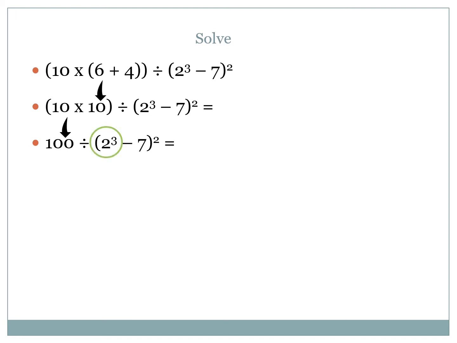So this is what we have to deal with, 2 cubed. So we simplify that. 2 cubed is 8. So now inside the bracket we have 8 minus 7, and then that sum is now squared. So we take care of this 8 minus 7, which gives us 1.